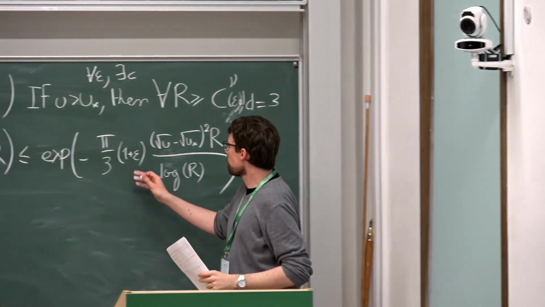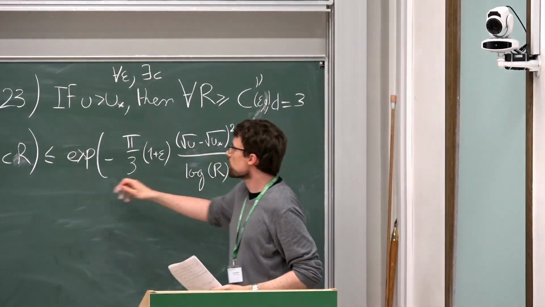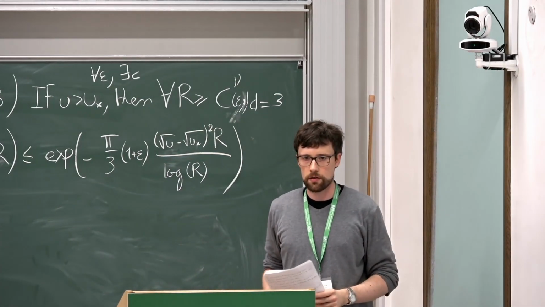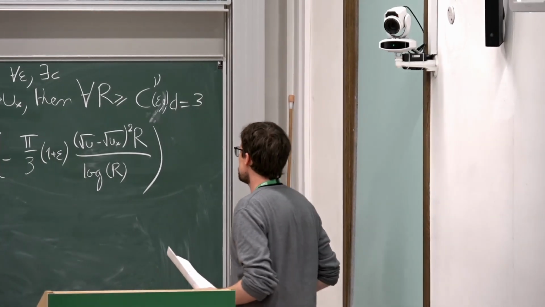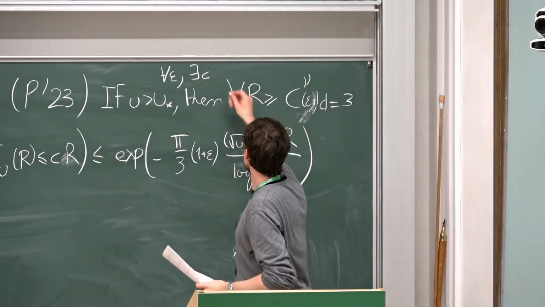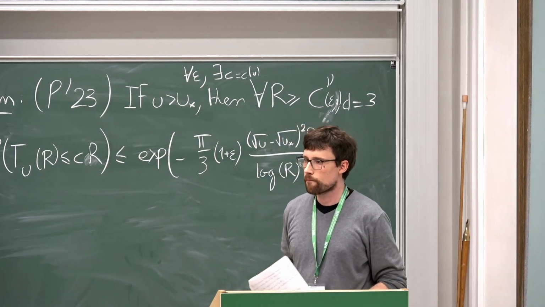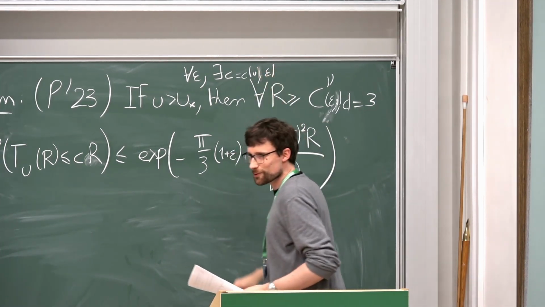But if you don't care so much about this constant pi over 3, and you're mainly interested in that, then you can just take C as some constant. C does not depend on epsilon. C depends on u, yes. For that last result, do you have a matching lower bound? Yeah, that's what I want to say.